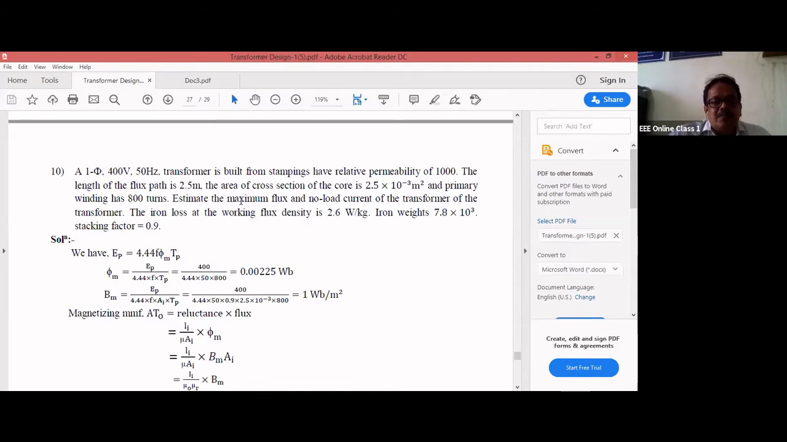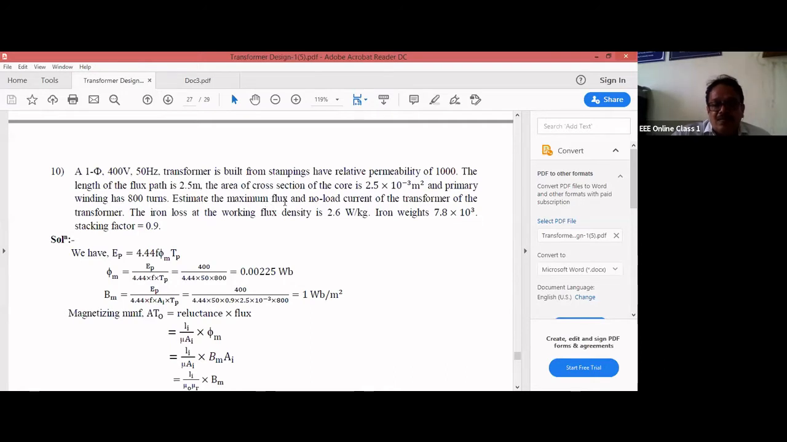A single phase problem, directly from A.K. Sawhney. We'll go through it. A single phase 400 volt 50 hertz transformer is built from stampings having relative permeability, mu R, of 1000. The length of flux path is 2.5 meter. The area of cross section of the core is 2.5 into 10 power minus 3 meter square. Since the stacking factor is given, this area of cross section of the core is the gross area, AGA. Okay, 2.5 into 10 power minus 3 meter square, and primary winding is 800 turns. Estimate the maximum flux.